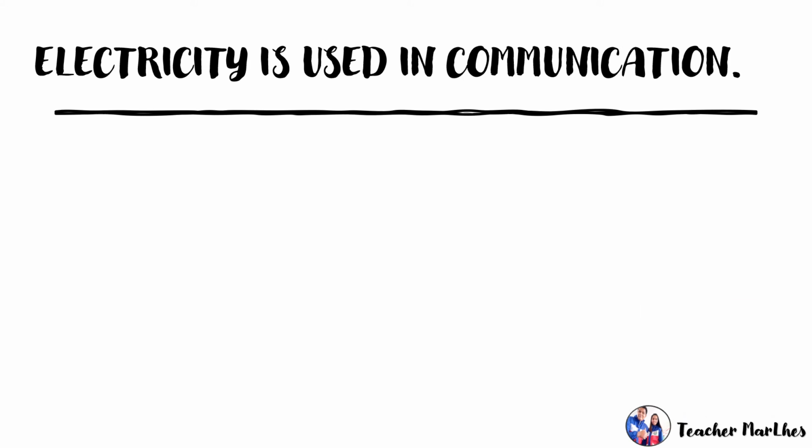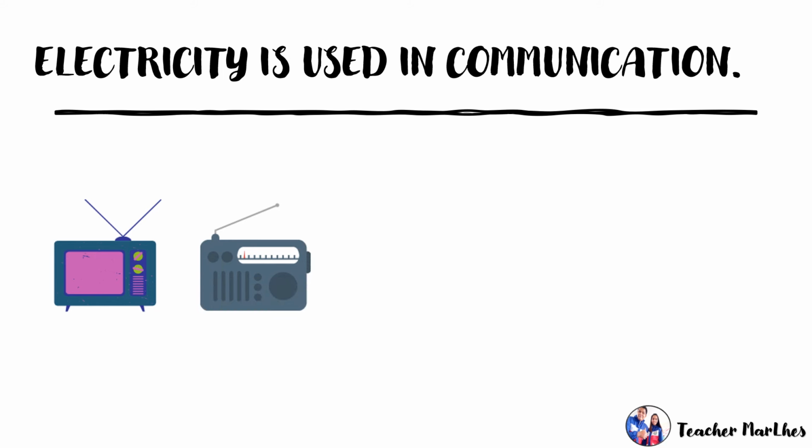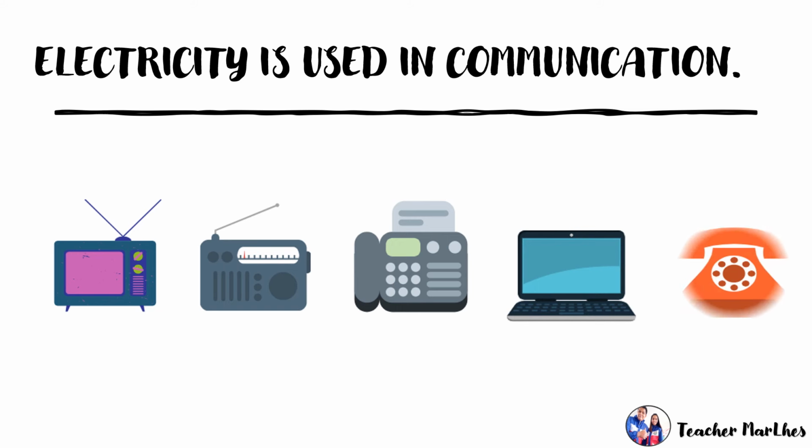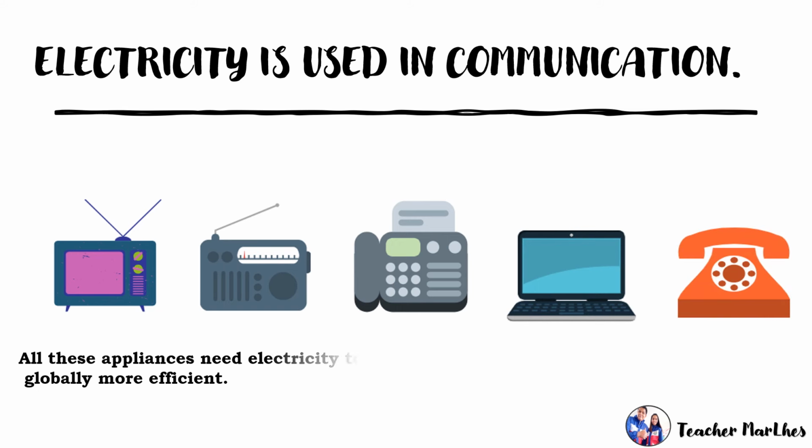Electricity is used in communication. So let us look at the following illustrations. So number one, we have television. Number two, we have radio. Number three, we have fax machine. Number four is a computer. And number five is a telephone. All these appliances need electricity to make communication locally and globally more efficient.